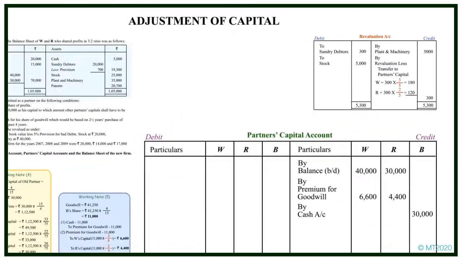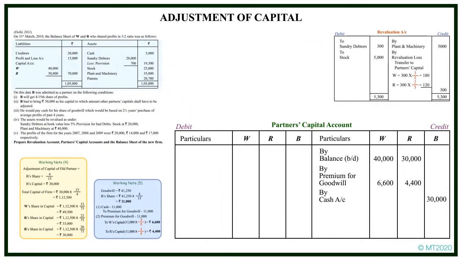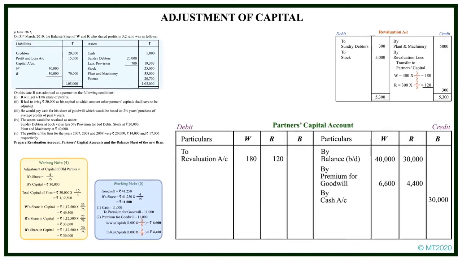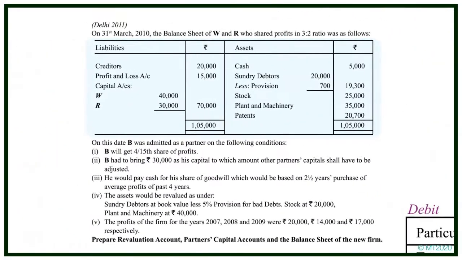Thus, all partners W and R, their capital accounts have been debited by revaluation account 180 and 120. Now, refer to the balance sheet as given in the question, liability side. In the liability side, we will check whether we have any accumulated profit or reserve, because those items also need to be transferred to all partners' capital.